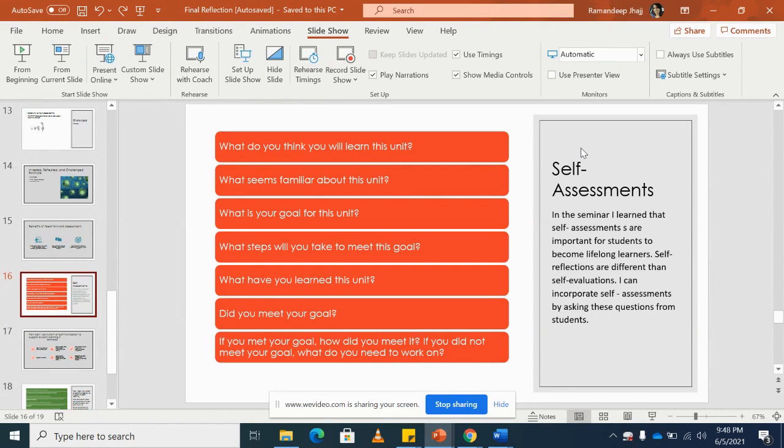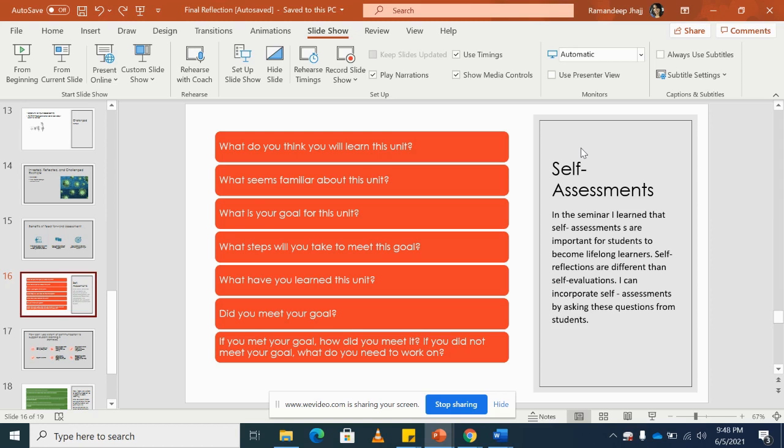And we did have a lot of talk about self assessments in the seminar. I learned that self assessments are important for students to become lifelong learners. Self reflections are different than self evaluation. I can incorporate self assessment by asking these questions from my students when they're working in class.